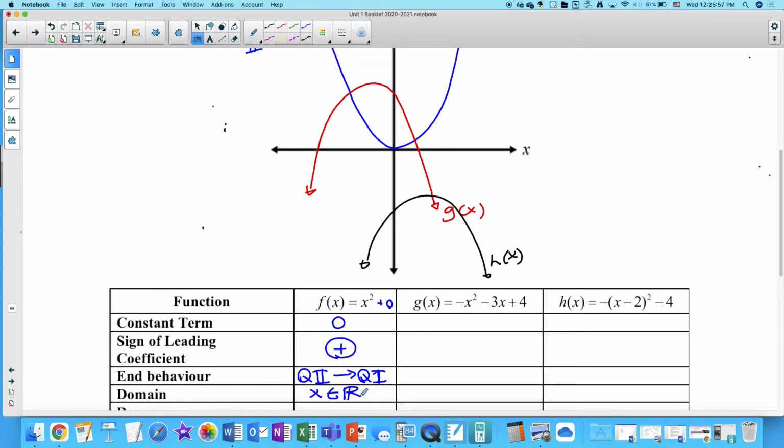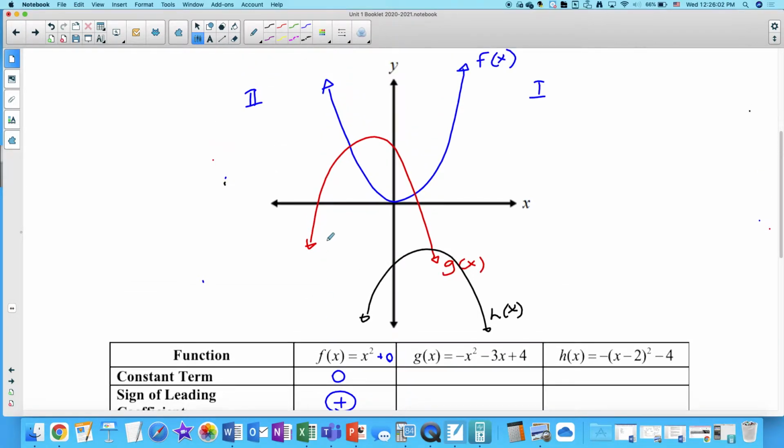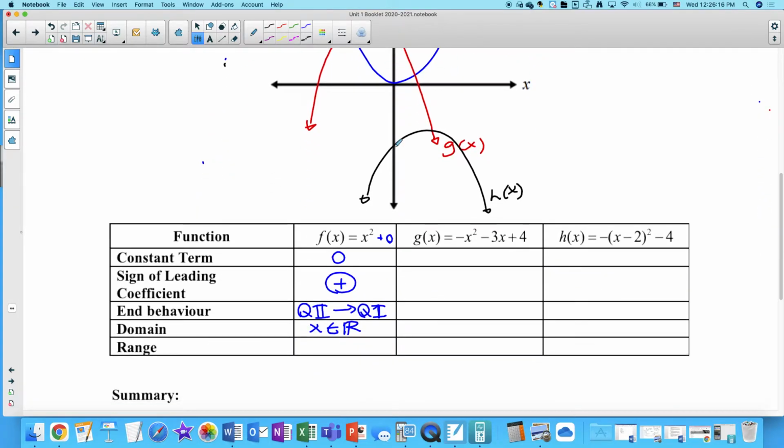Okay, range. If I look at my arrows, both of the arrows are going up. There's no arrow going down in this case. So there's got to be a lowest value, and that happens right here at 0. So the lowest y value is 0, and then it goes up from there. That means that y must be greater than or equal to 0.